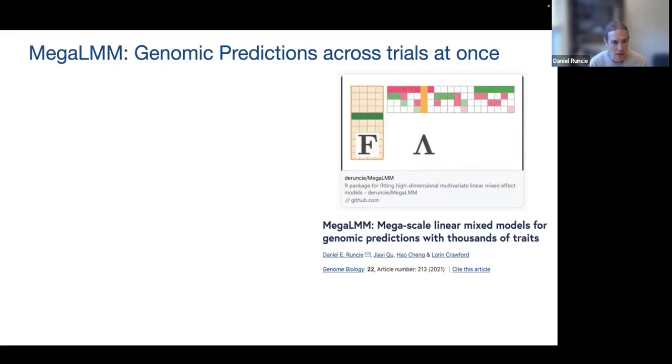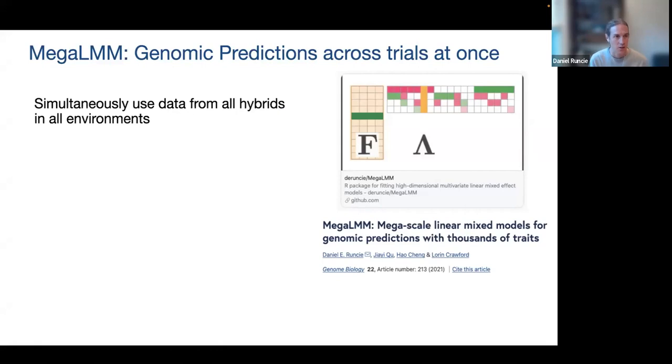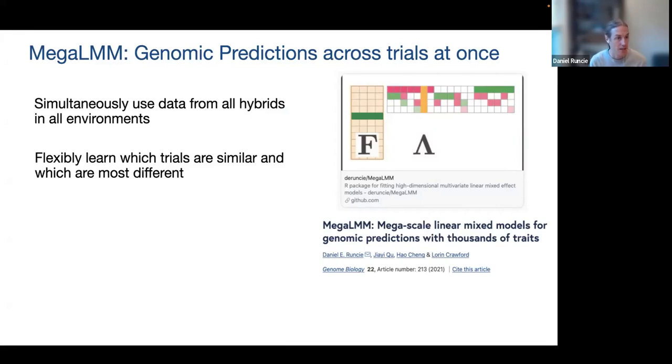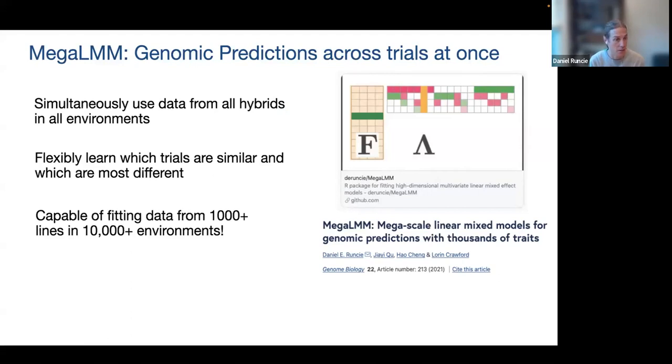MegaLMM is designed for doing genomic analyses across thousands of traits at a time, and we can think of the performance of a variety in a single trial as a trait. So the main goals of this method are to simultaneously use data from all hybrids in all environments, to flexibly learn which trials are similar and which are different, and to do this in a way that can be capable of fitting data from thousands of lines in potentially tens of thousands of environments, like that Corteva trial, in a computationally efficient way. This has been a challenge before, and this is really several orders of magnitude bigger scale problem than other methods have been able to deal with in the past.